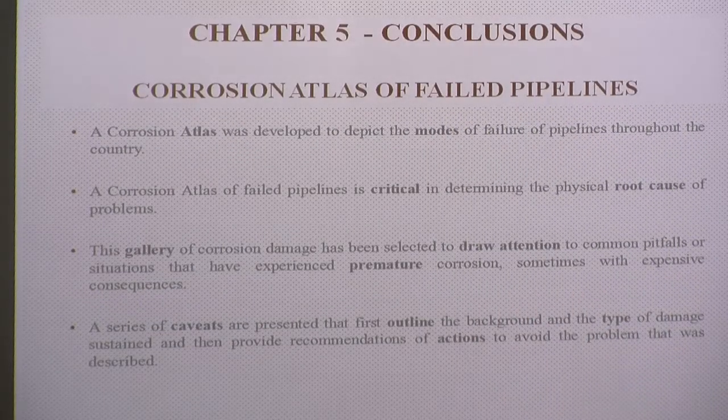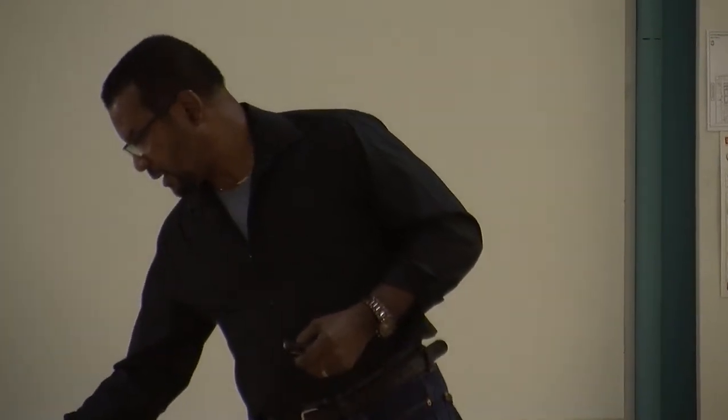So, at the end, in chapter 5, conclusions, a corrosion atlas will be developed, right? And the corrosion atlas will be more or less what I did so far. I did an atlas at least for you, but you have to look at it afterwards. Right? I did 19 units, all of them are here, and it outlines the background and the type of damage sustained and then provides recommendations. So it has the picture, background, what caused it, and recommendations to prevent it from occurring.